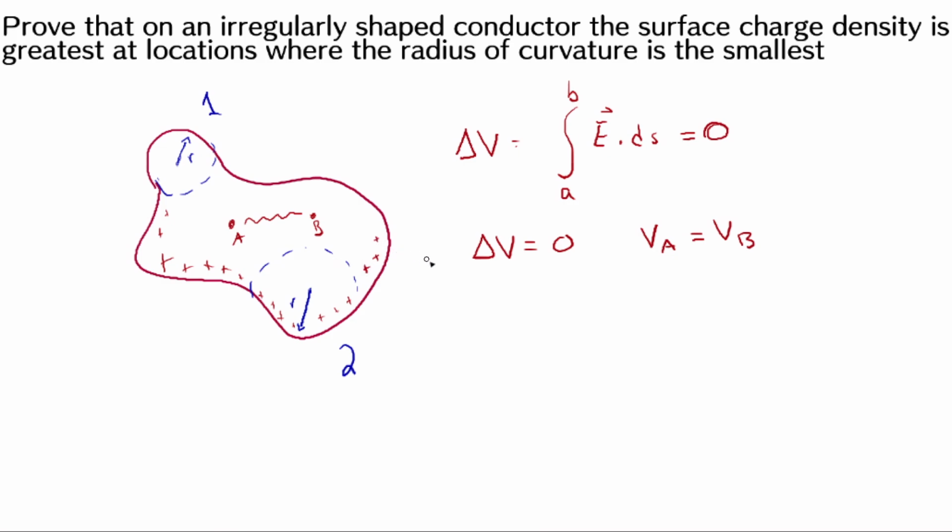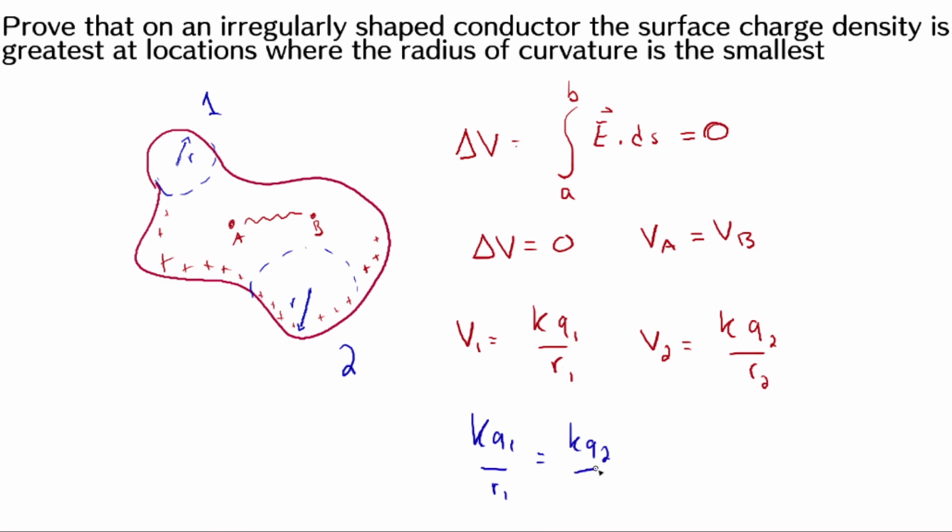This is actually really important, so hopefully you understand that a conductor does not have charge on the inside. Now we can use this to our advantage, because we know that to calculate the potential, we use kQ over R. Let's calculate the potential for 1. So V1 is kQ1 over R1, and V2 is equal to kQ2 over R2. As we just said, all the V's are the same, which means that kQ1 over R1 is equal to kQ2 over R2.